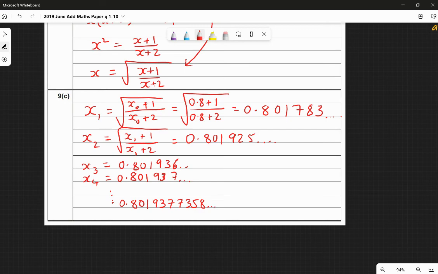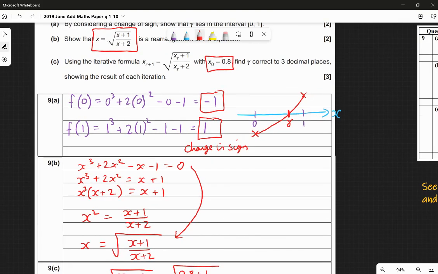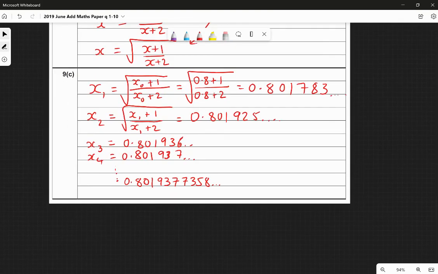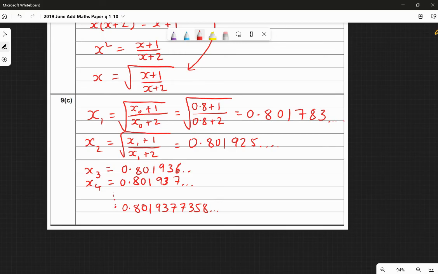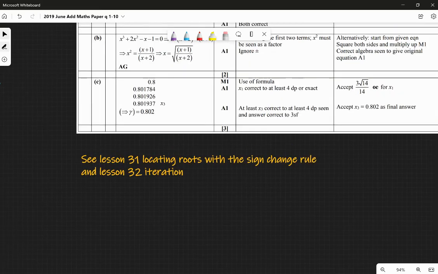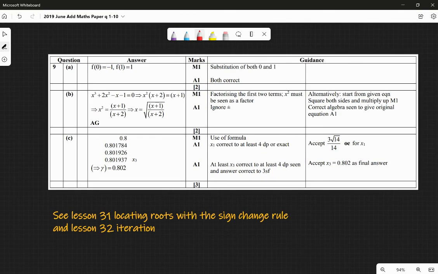And it doesn't seem to change very much. Since we only want to find the answer to 3 decimal places, it seems like the value of x is 0.802. So that's our value of gamma, 0.802 to 3 decimal places, since this number seems to be the answer, and that rounds to 0.802. Okay. If you want more practice on locating roots with the sign change rule, that's lesson 31, and iteration, that's lesson 32. Okay, let's have a look at question 10.